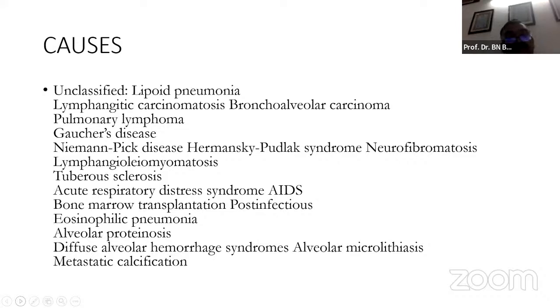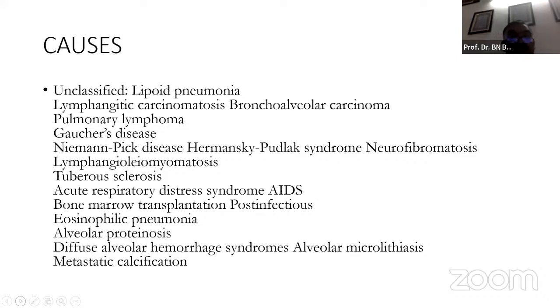Pulmonary lymphomas, Gaucher's disease, Niemann-Pick's disease, Hermansky-Pudlak syndrome, they're all congenital disorders with platelet deficiency and interstitial lung disease. Neurofibromatosis, lymphangioleiomyomatosis, LAM, which is common in females in the age group of 20 to 40. So again, they can present with breathing difficulty and hypoxemia. Tuberous sclerosis.